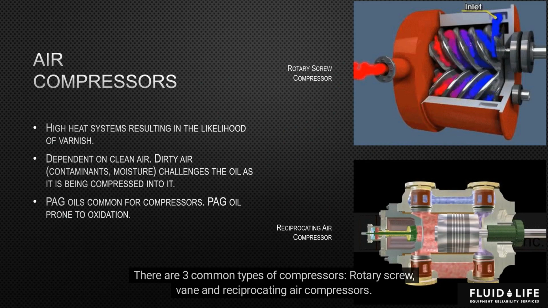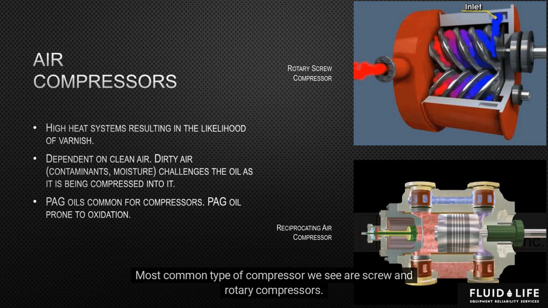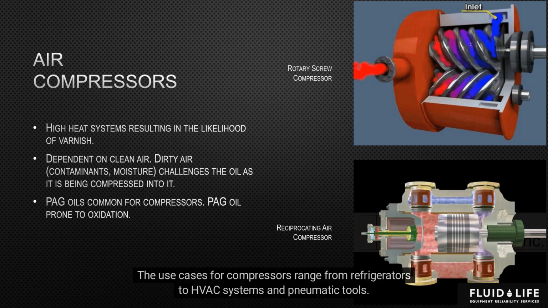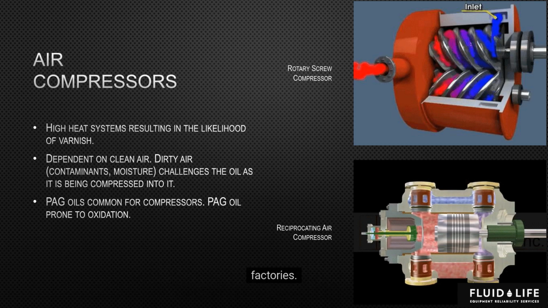There are 3 common types of compressors: rotary screw, vane, and reciprocating air compressors. Each performs the same task in a different manner, which is to compress air and channel it for use. The most common types of compressor we see are screw and rotary compressors. The use cases for compressors range from refrigerators to HVAC systems and pneumatic tools. Therefore, compressors are found in a variety of industrial settings, from small shops to mills and factories.